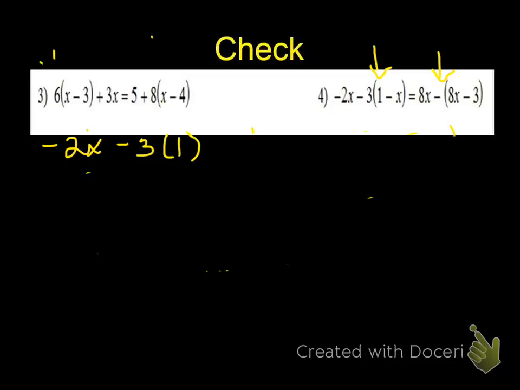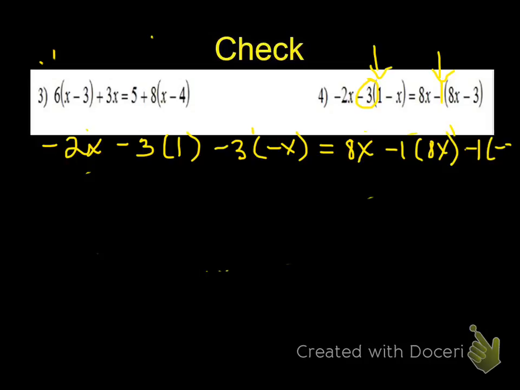And I like to think of this as a negative 3 being multiplied by everything, that way I don't lose that sign. So I'm going to think of this as a negative 3 times a negative x, or negative 1x, equals 8x, and this is really a 1 in front of here, okay? So we have a negative 1 times 8x, and then a negative 1 times a negative 3. Draw our line, and now let's simplify again the left side before we do the right side.